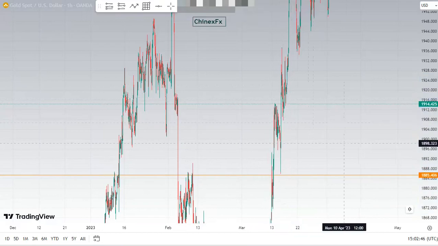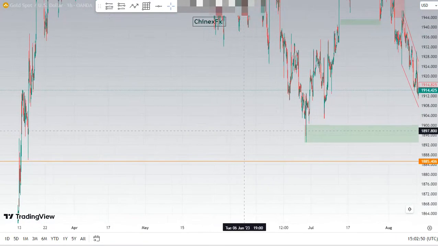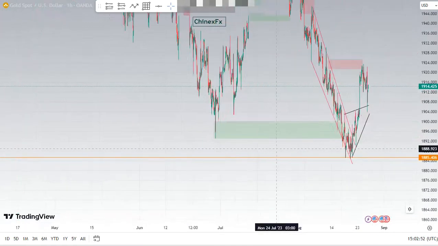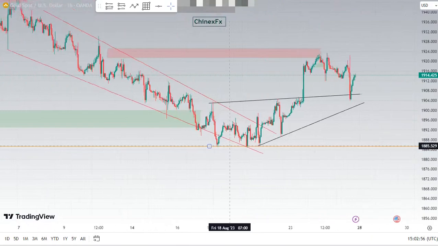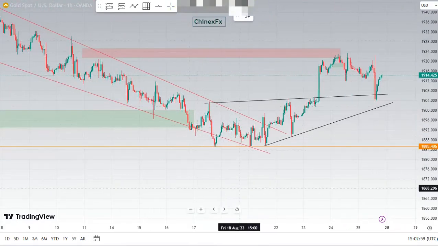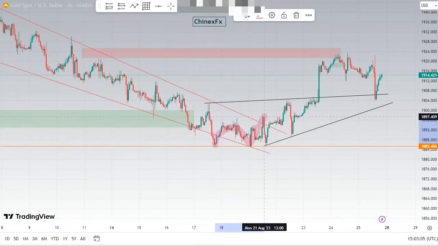So I made it really clear that there is a high chance we are going to see a reaction from this line, and that's exactly what we saw. What we see here is very clear and obvious. We saw the first tap of the line. Price came again and tapped the line for the third time. After the third tap, we saw price begin to create a bullish rally.